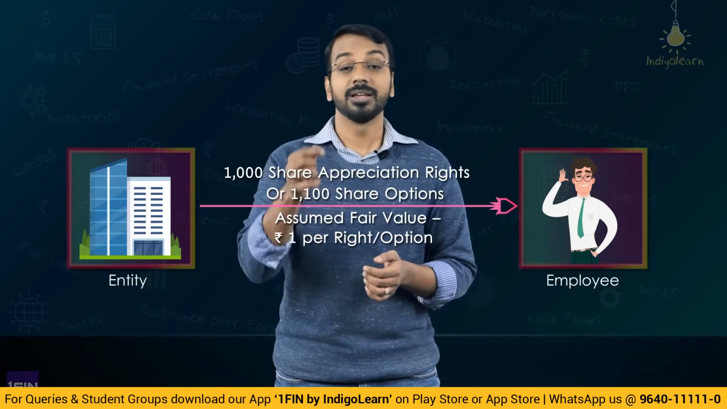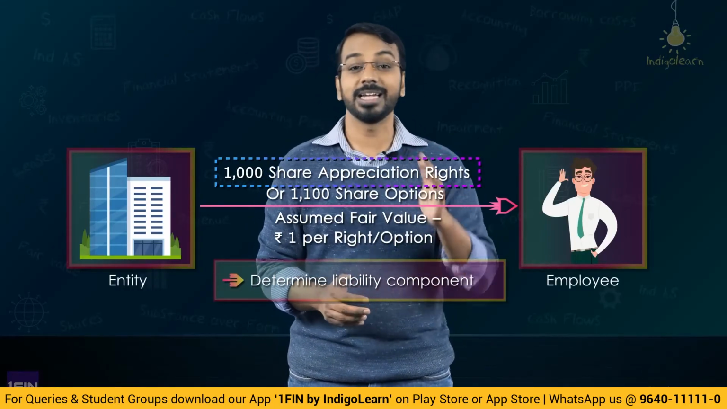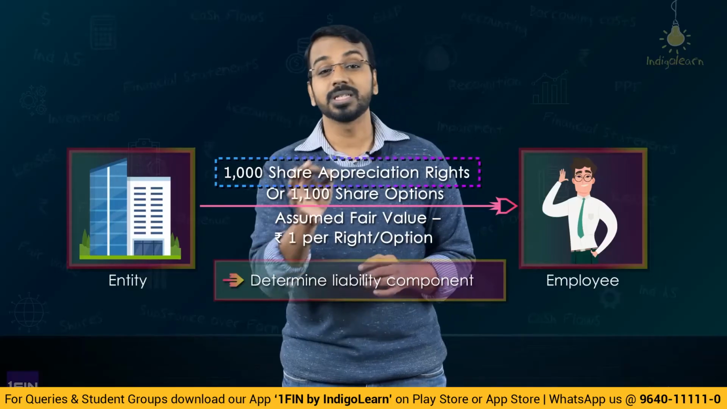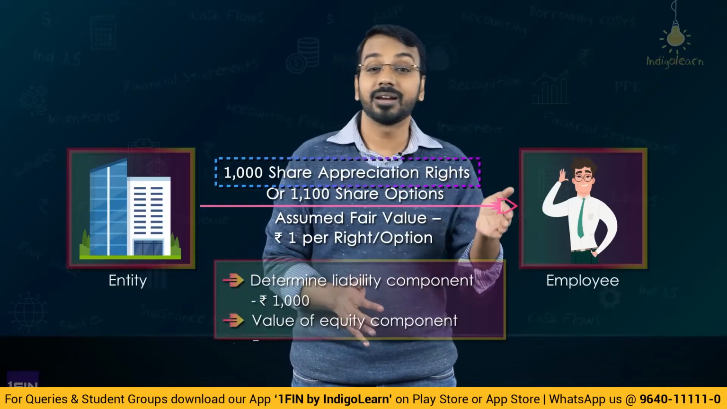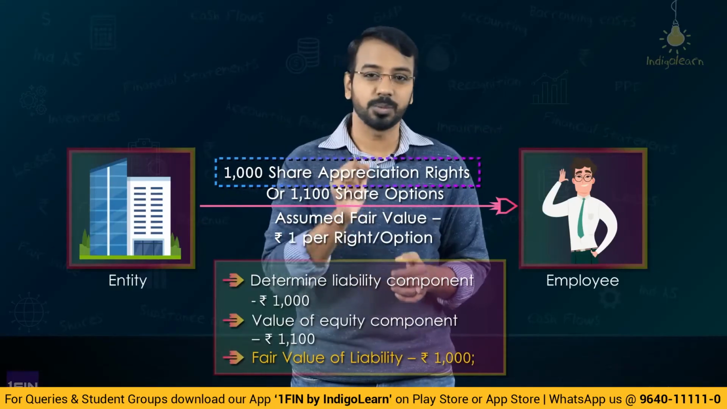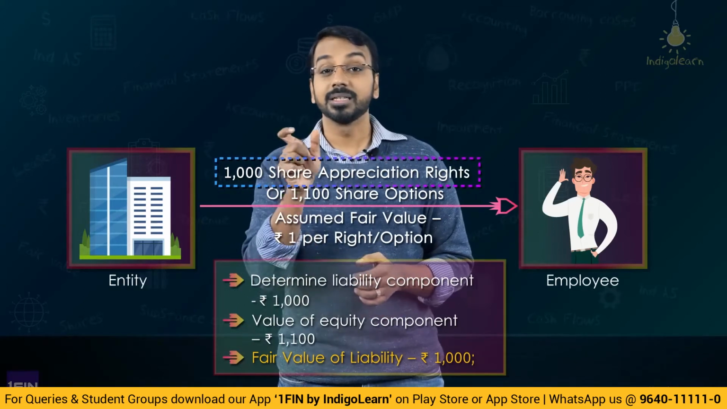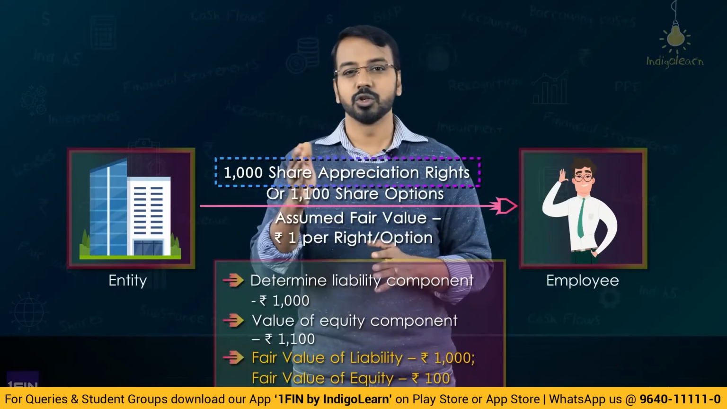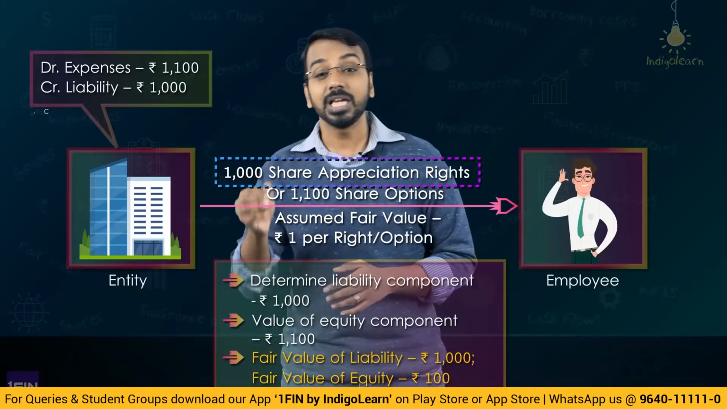So here you have to first determine what is the liability component. Which one is the liability component? The share appreciation rights, which will be cash settled, that is the liability component. So 1000 multiplied by rupee 1 is 1000, the liability component. Then what is the total value of the equity component? 1100 multiplied by rupee 1 is 1100, the equity component. So the standard says 1000 is the fair value of the liability for which a liability has to be created, and the difference of 100 is the equity component, or that will be the equity settled transaction. So your expenses will be debited by 1100, whereas liability will be credited by 1000 and equity component will be credited by 100.